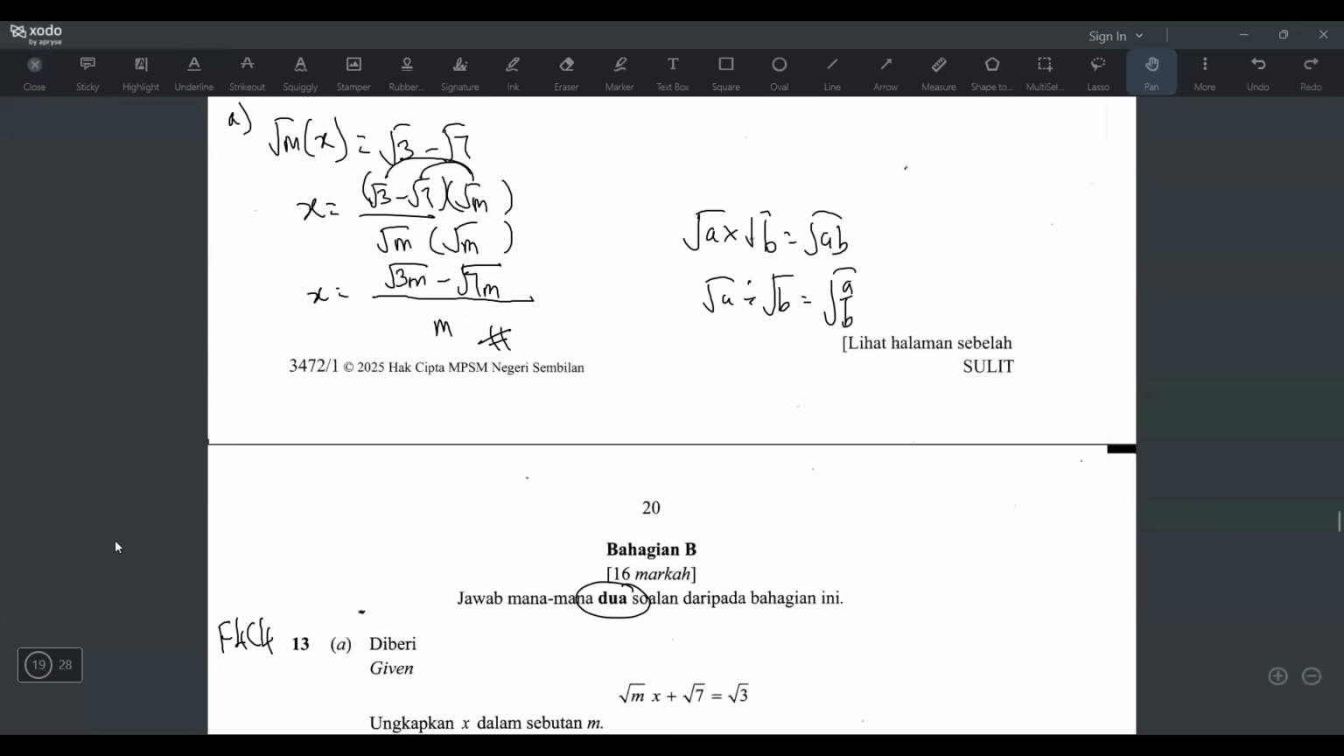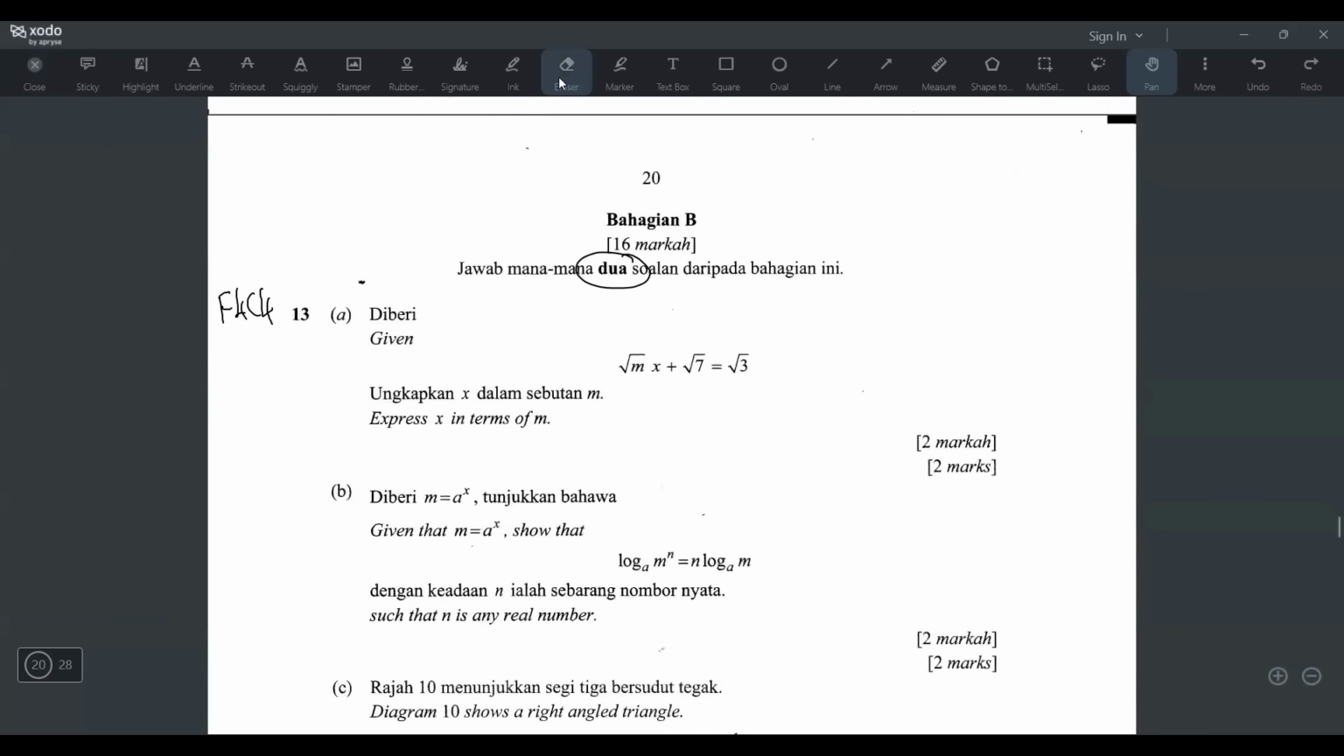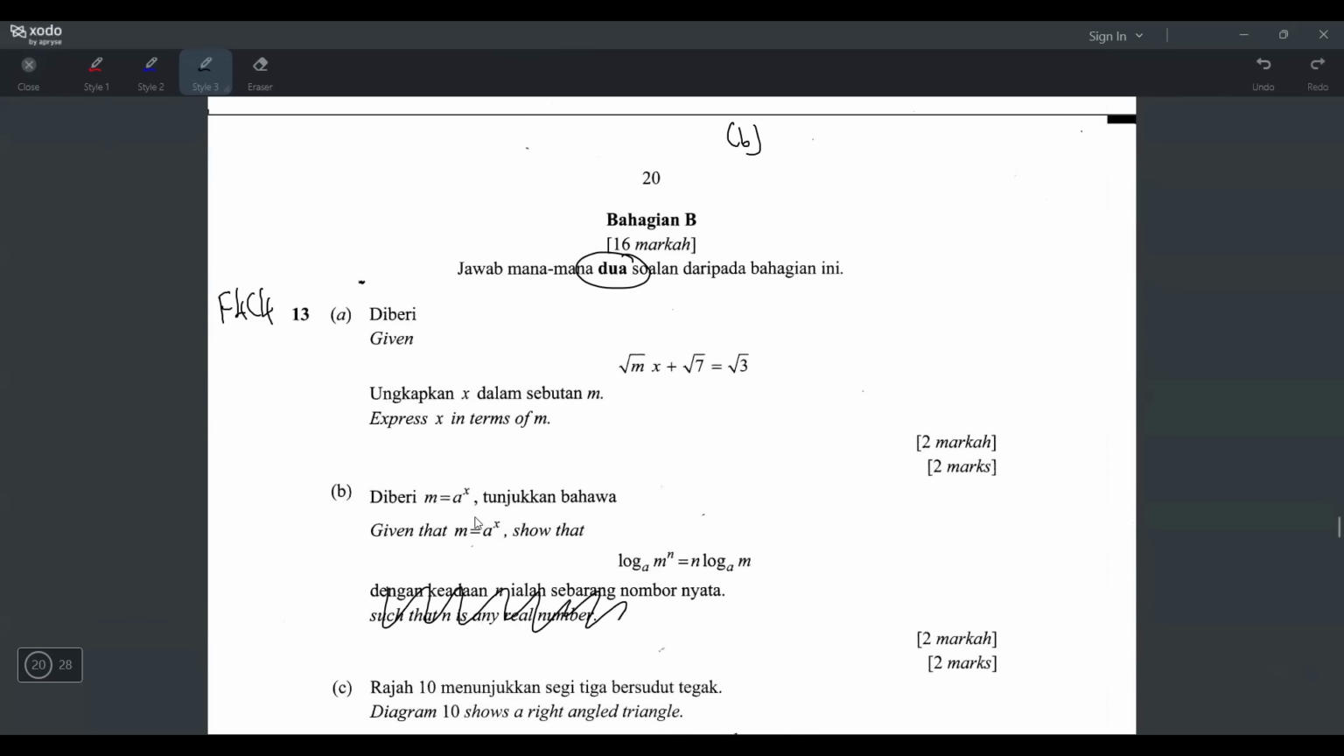I'll just stop here. Okay, let's go for B. Part B says, given that m equals a power x, show that log base a of m power n equals n log base a of m, such that n is any real number. So this is basically not important. The only thing we have to focus on is this, and we want to show this formula.